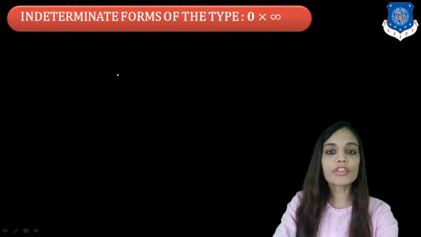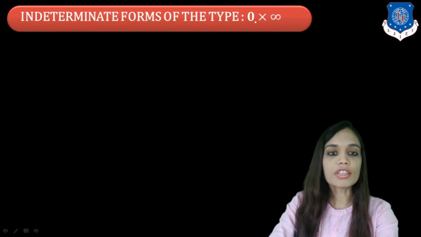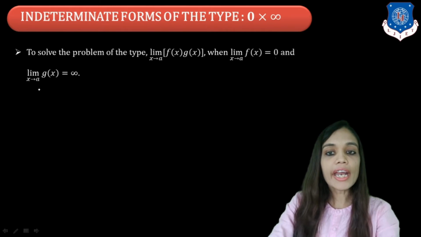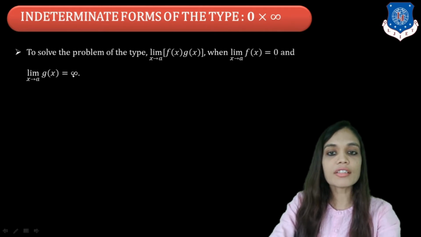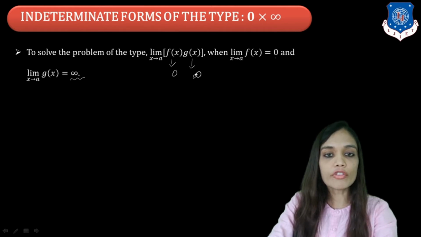So let us start with the first topic, that is indeterminate forms of the type 0 into infinity. To solve the problem of the type limit x tends to a f of x into g of x, when limit x tends to a f of x is equal to 0 and limit x tends to a g of x is equal to infinity, that is the limit of f will go to 0 and this will go to infinity, that is we are getting 0 into infinity form.